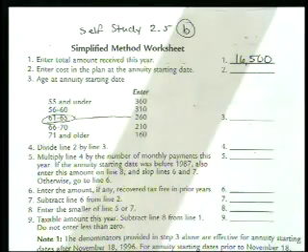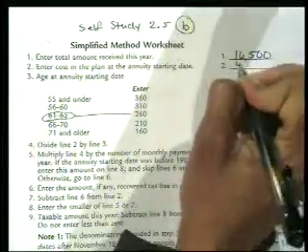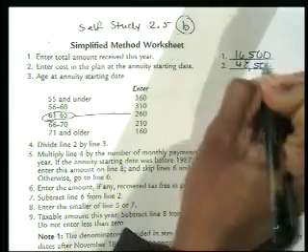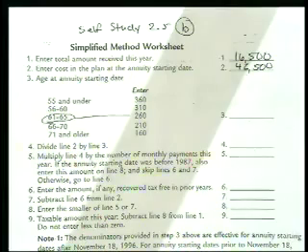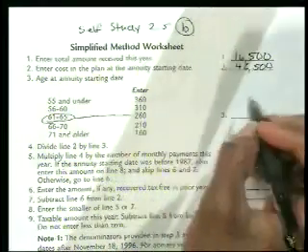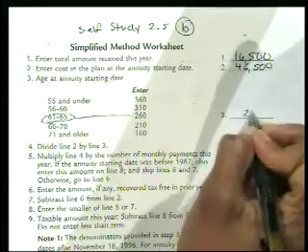Enter the cost of the plan at the annuity start date. His investment was $42,500. And then it tells us to enter the amount based on his age at the start date, which was $260.